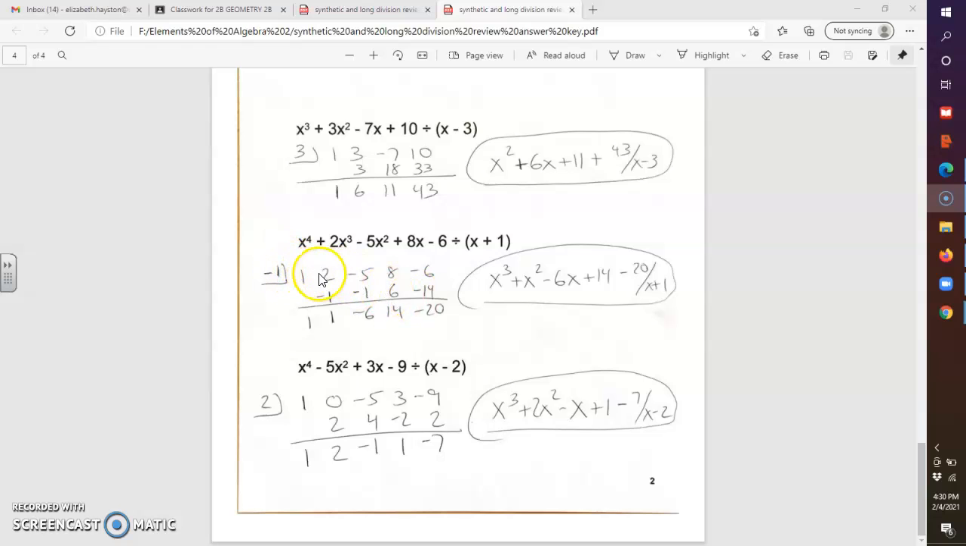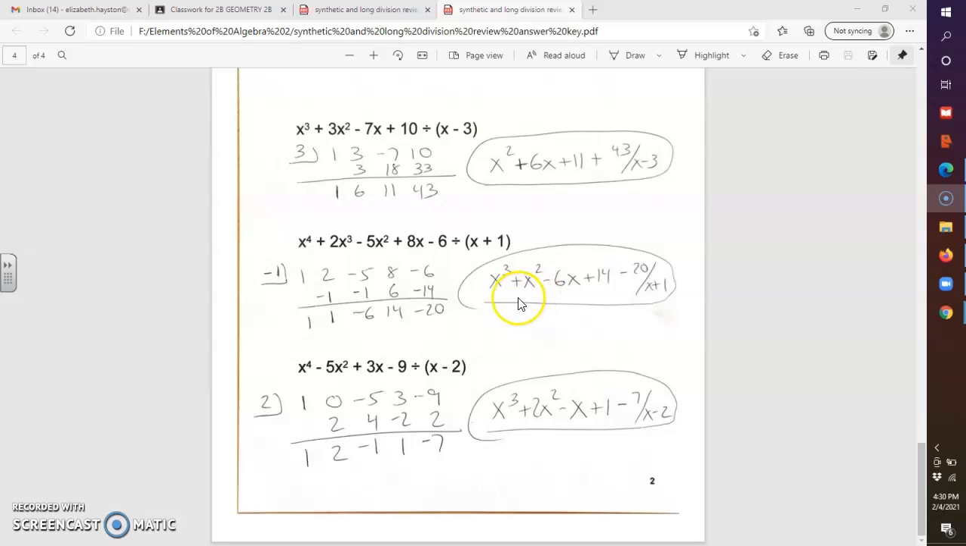On the second one, negative 1 makes our x plus 1 equal to 0. And I copy down the coefficients. 1, 2, negative 5, 8, negative 6. Drop the first term of 1. Negative 1 times 1 is negative 1. 2 and negative 1 is 1. 1 times negative 1 is negative 1. Negative 5 and negative 1 is negative 6. Negative 6 times negative 1 is 6. 8 and 6 is 14. 14 times negative 1 is negative 14. Negative 6 and negative 14 is negative 20.